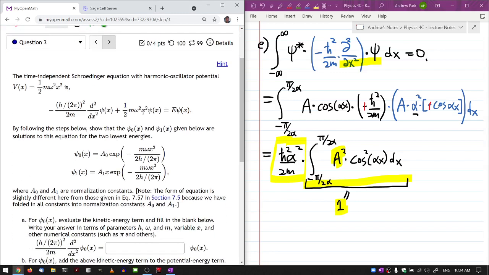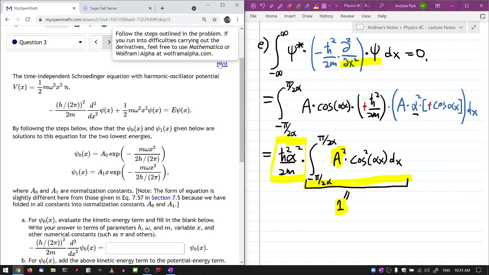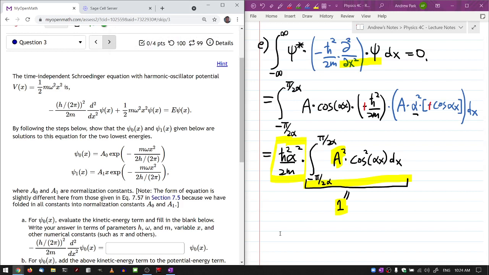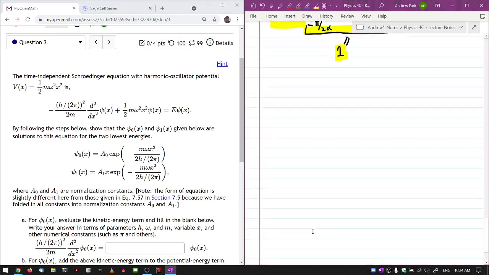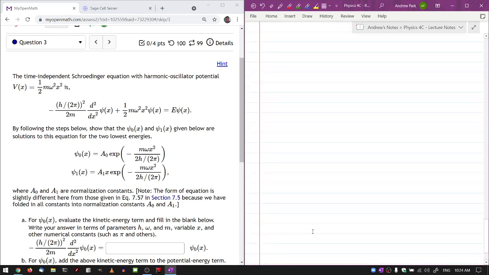Follow the steps outlined in the problem. If you run into difficulties carrying out the derivatives, feel free to use Mathematica or Wolfram Alpha. Well, it's a tutorial question. I'm just supposed to work through it, and so I'll do that.